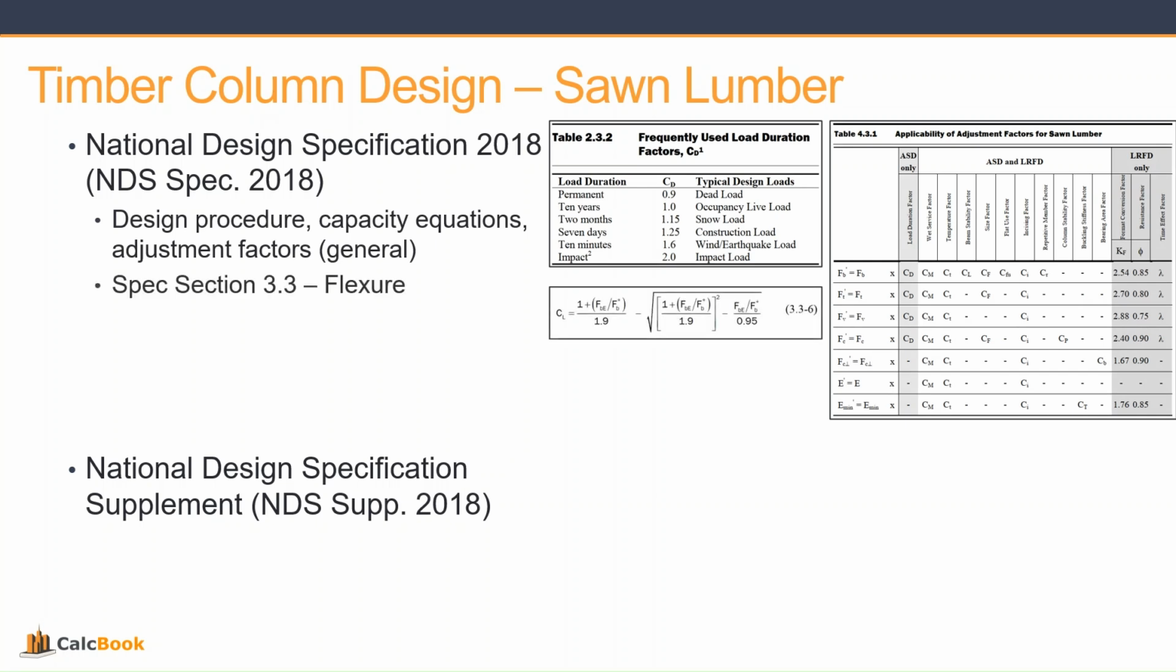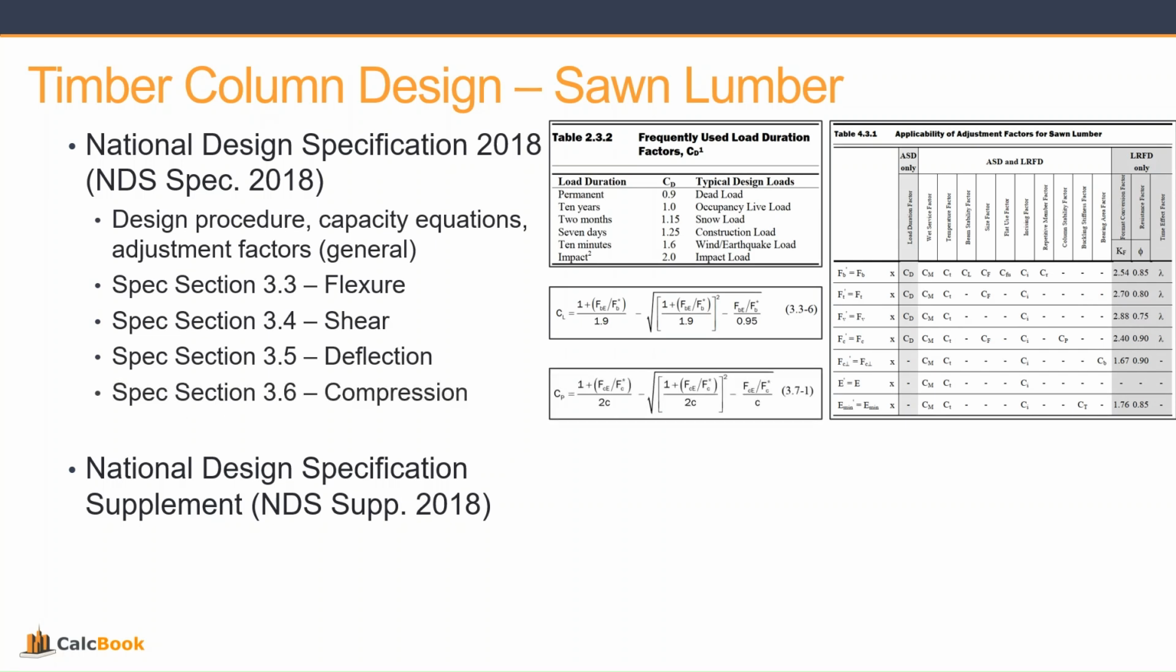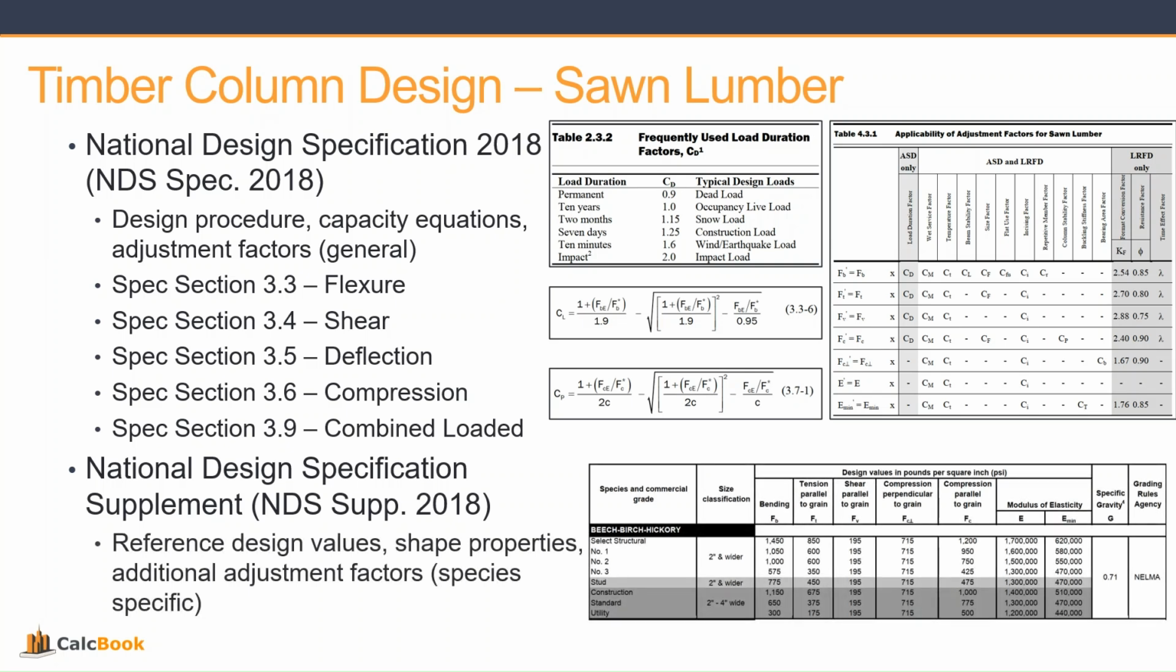And then we have section 3.3 for flexure, 3.4 for shear, 3.5 for deflection, 3.6 for compression, and then 3.9 for combined loading. And then the supplement gives us our reference design values, shape properties, geometry, section properties, and any specific adjustment factors for the species or type of lumber that we're looking at.